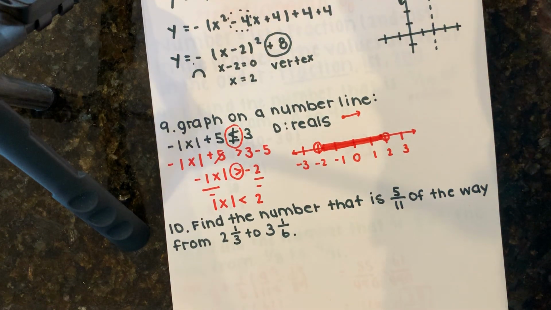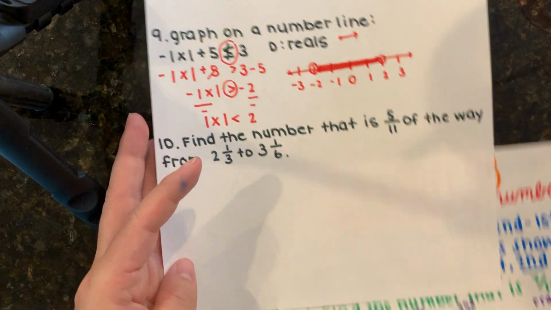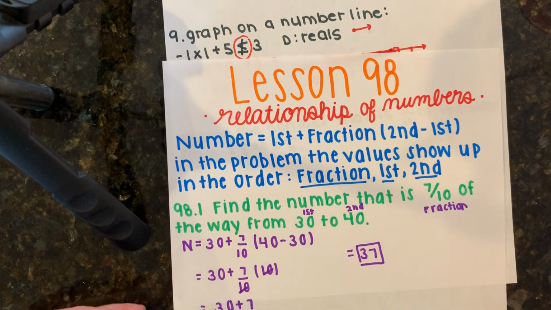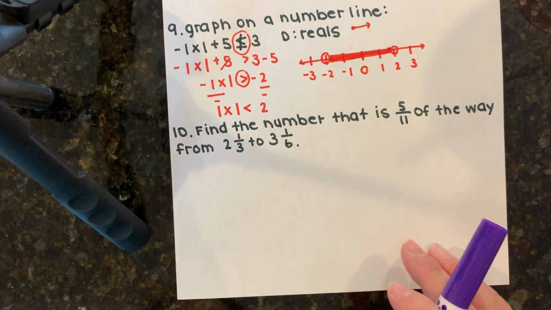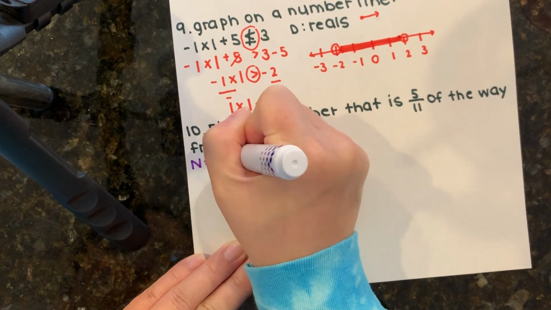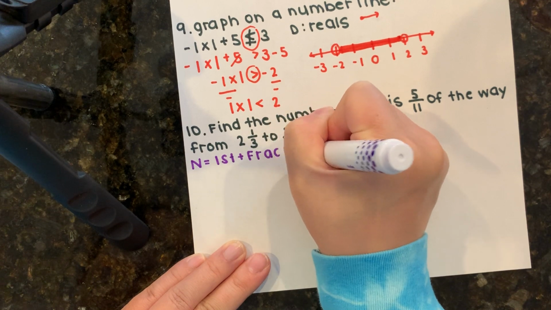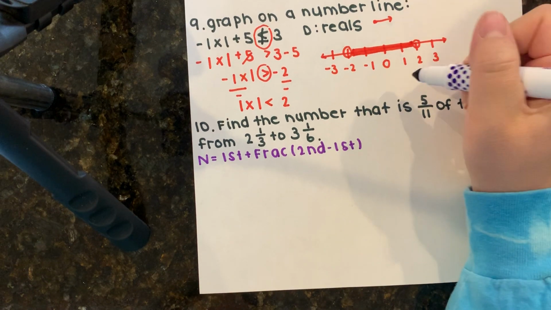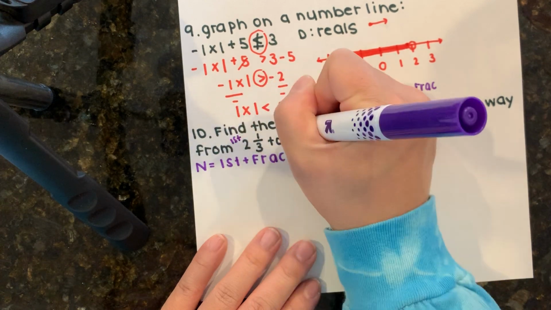Now moving on, we're going to look at number 10, which is another review problem. And we're going to refer back to lesson 98. And this is the equation you're going to use. So the number is equal to the first plus the fraction times the second minus the first. And that's from lesson 98. And the order in which it shows up is going to be fraction, first, and second.